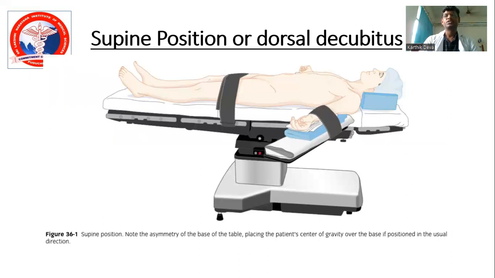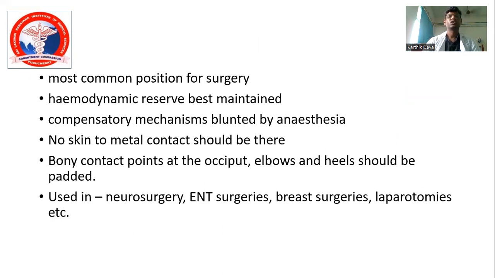This picture depicts the supine position, which can also be called dorsal decubitus, where the back of the head, back of the back, and back of the leg, everything is placed on the table. Note the asymmetry of the base of the table, placing the patient's center of gravity over the base. This is the most common position for surgery, where the hemodynamic reserves are very well maintained.